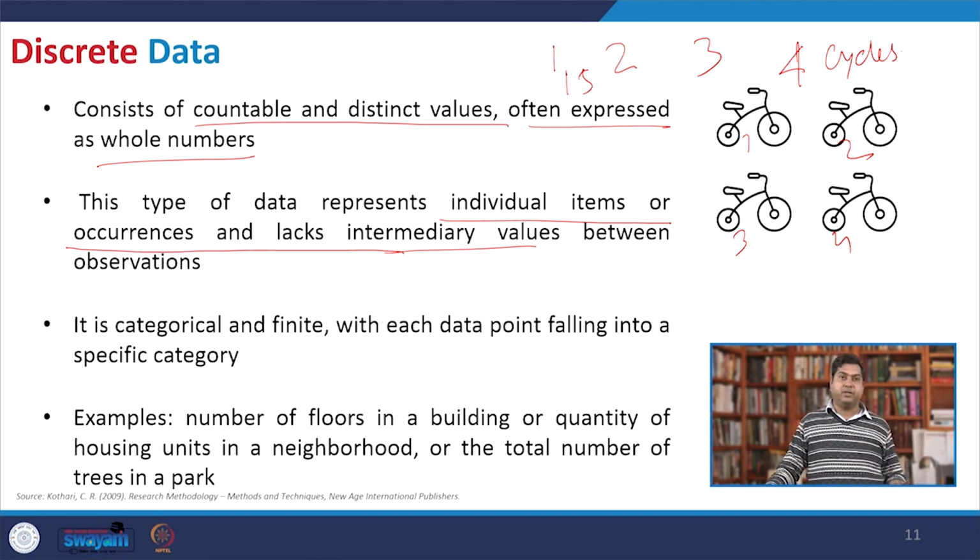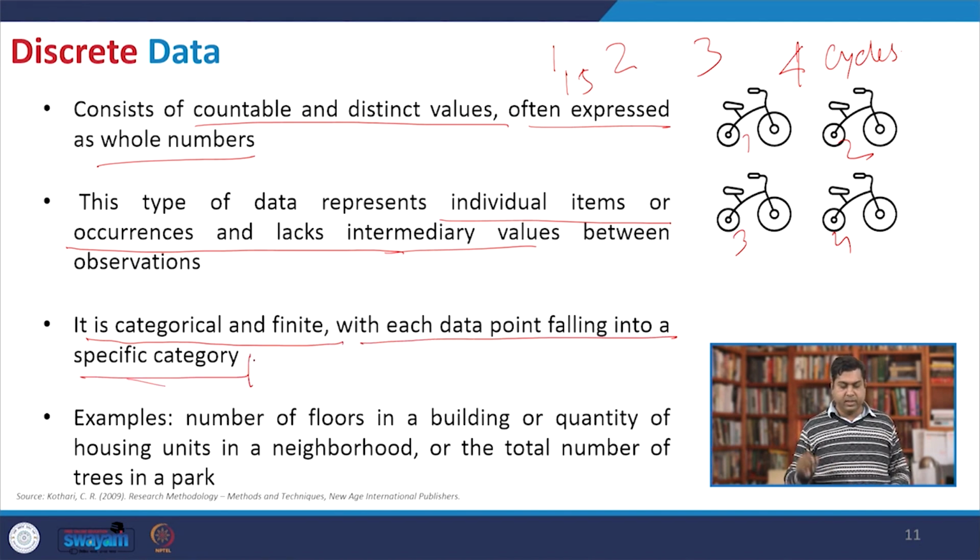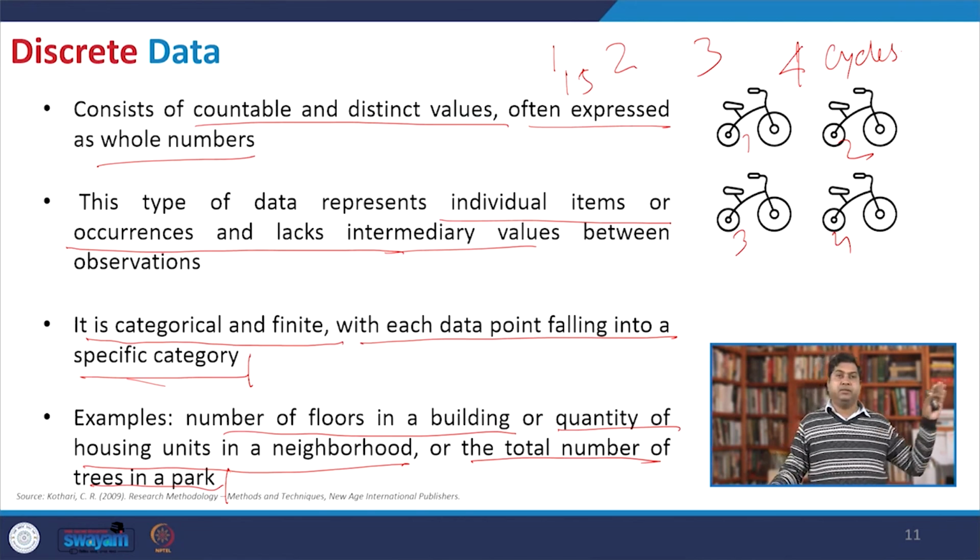1.5 population is also not possible. Though when you forecast population data the result may come out in fractions, we normally round it off to a whole digit. So population data is also not fractional, it is also discrete. It is categorical and finite, with each data point falling into a specific category. Examples: number of floors in a building, quantity of housing units in a neighborhood, or the total number of trees in a park. In all these cases they are countable, and this is very specific.